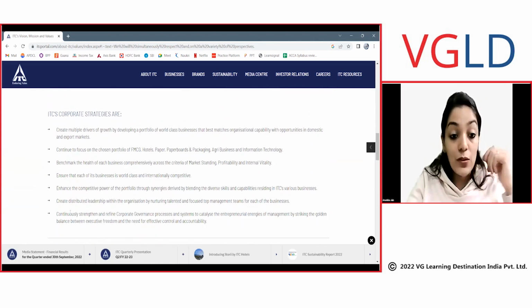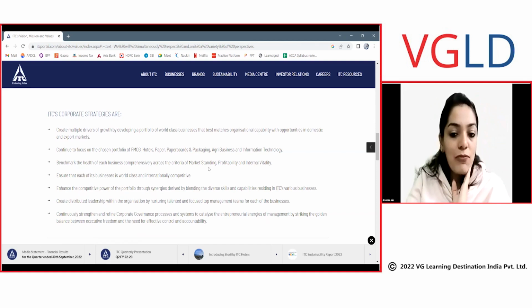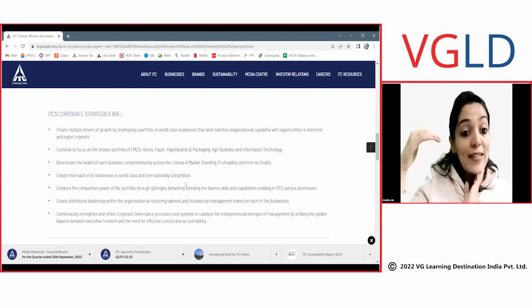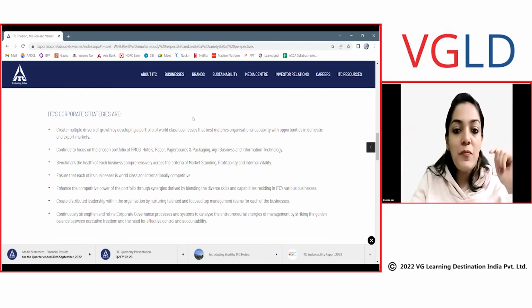So you can go through these things. It will give you so much insight. Benchmark the health of each business comprehensively across the criteria of market standing, profitability, and internal vitality. Ensure that each of its businesses is world-class and internationally competitive. So these are the strategies which the companies are following. You can see that. Okay.